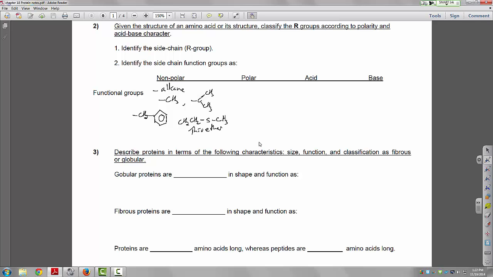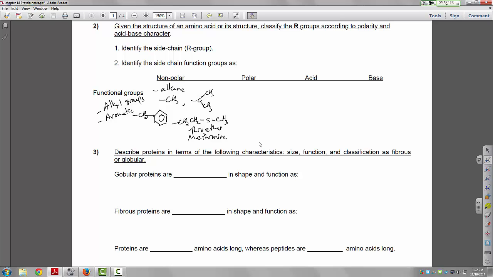So this is a thioether in methionine. It contains this thioether side chain, but most of the nonpolar ones are simply alkyl groups, or they could be aromatic. Tryptophan is another one that has an aromatic side chain.